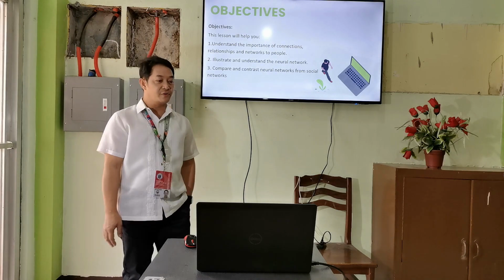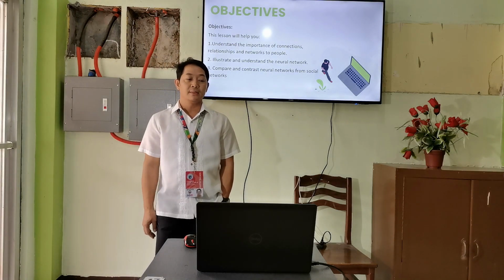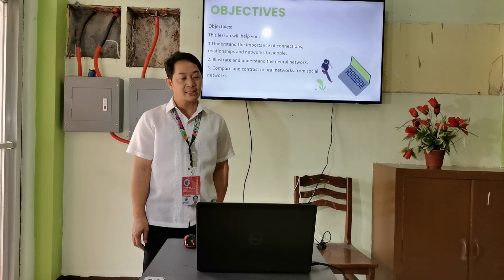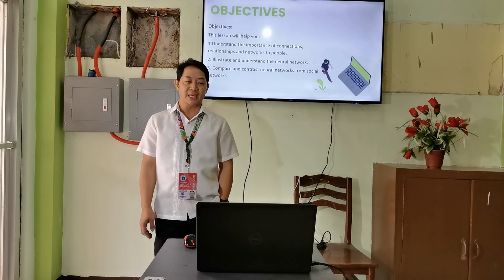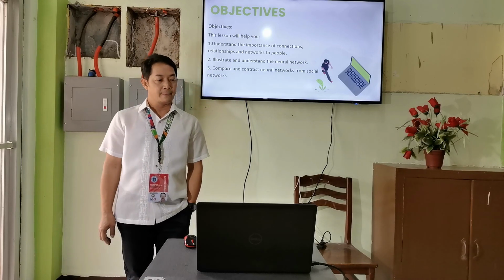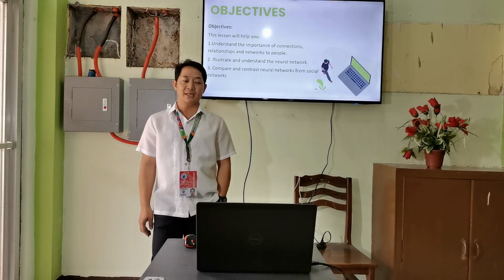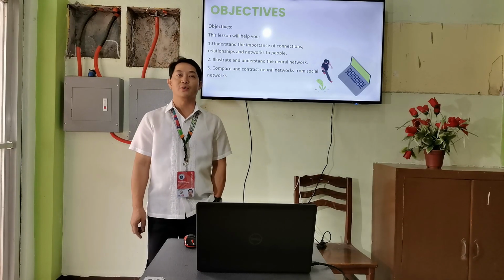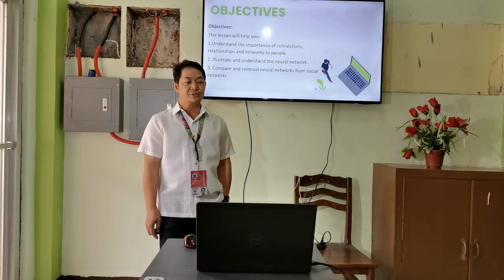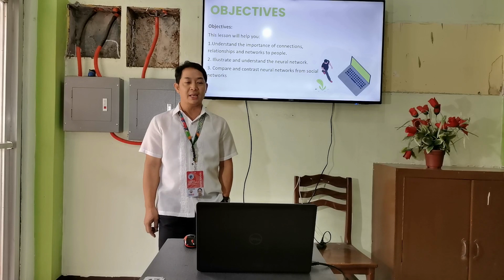Number one objective, of course, is the students are expected to understand the importance of connections, relationships, and networks to people. Number two, to illustrate and understand the neural networks. And number three, to compare and contrast the neural networks to social networks.